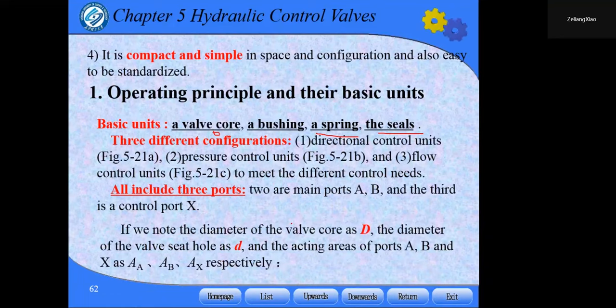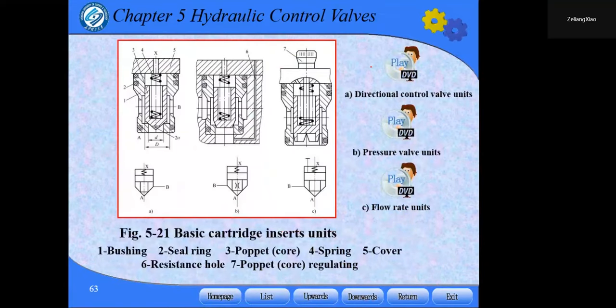If we know the diameter of the valve core is D and the diameter of the valve seat holder, and the acting areas of ports A, B, and X are A_A, A_B, and A_X respectively, we can get the ratios. This is the basic cartridge valve unit.